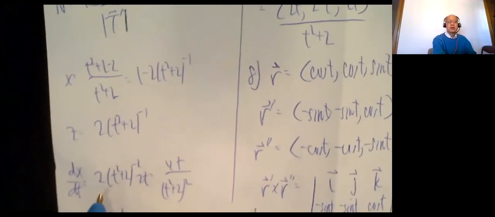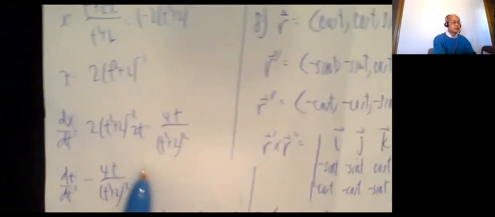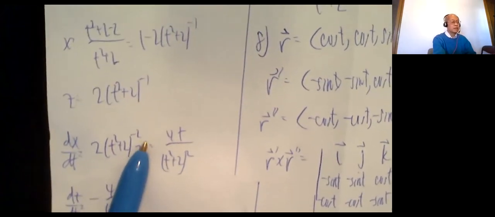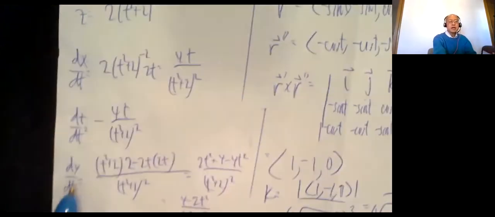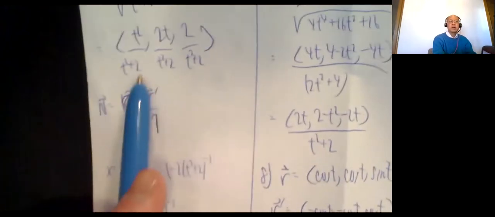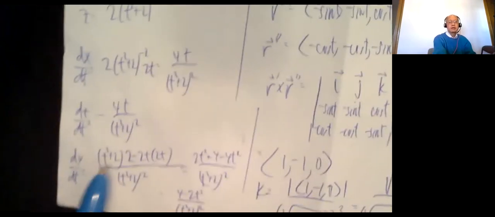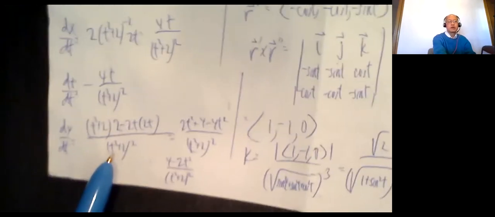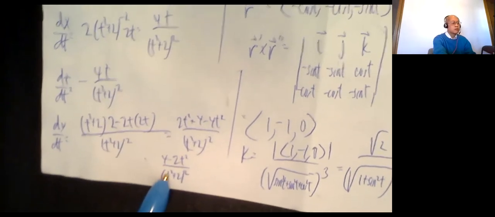So dx/dt turns out to be negative 2 times t squared plus 2 to the negative 2 times 2t, 4t over t squared plus 2 squared. That means I automatically know that dz/dt is its opposite, negative 4t over t squared plus 2 squared. For dy/dt, quotient rule: bottom times derivative of the top, t squared plus 2 times 2, minus the top times derivative of the bottom, 2t times 2t, over the square of the denominator. Clean it up: 4 minus 2t squared over t squared plus 2 squared.